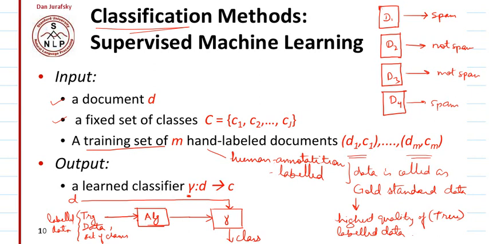Right. So we get a classifier gamma, which is a kind of mathematical or statistical or probabilistic function, or any kind of function that maps a given document to a fixed class, right? So we give the document as input, it produces the class. So we can also assume this gamma as a kind of function, right?